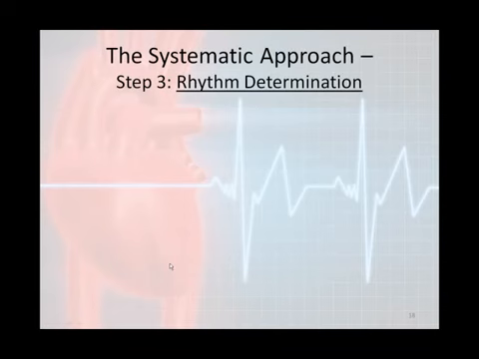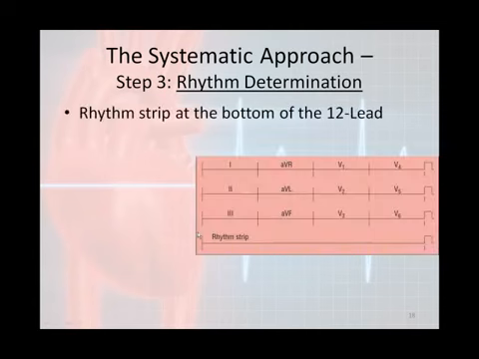To do this, you're going to look at the rhythm strip at the bottom of the 12-lead. This strip is a continuous strip that goes along the entire length of the 12-lead and is normally either lead 2 or lead V1. So to interpret the rhythm, you're going to look down here at the very bottom of the rhythm strip. Now most EKGs will have this rhythm strip down at the bottom.